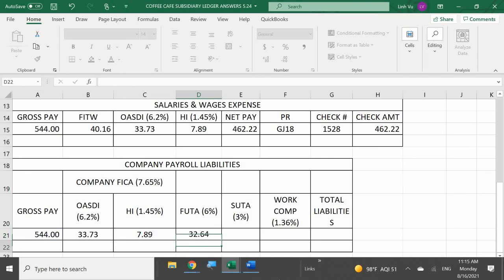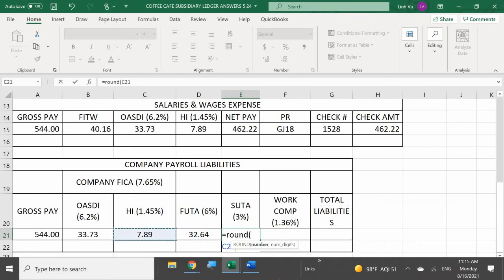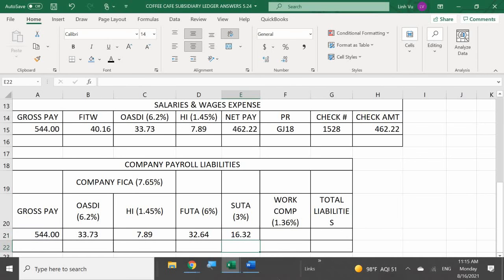I got 32.64. 32.64 is correct. What about the state unemployment? In this case, it's SUI. So what about this one? 16.32. You could have just taken half of FUTA. It would have been the same thing too.